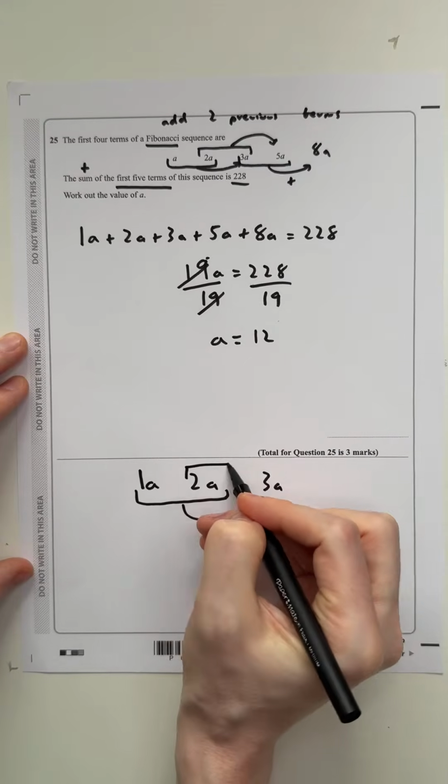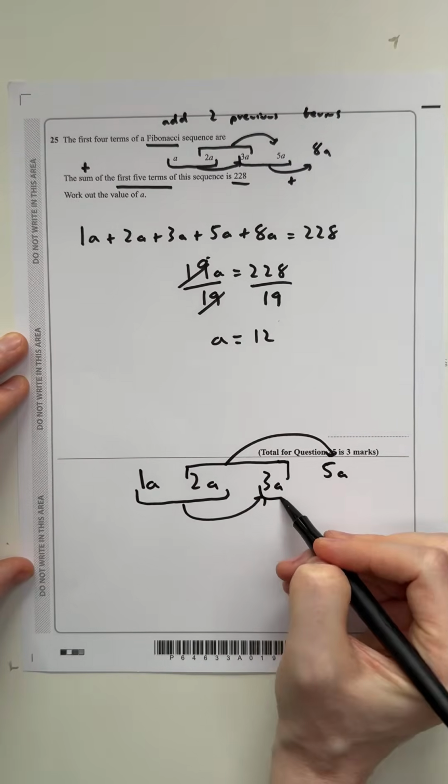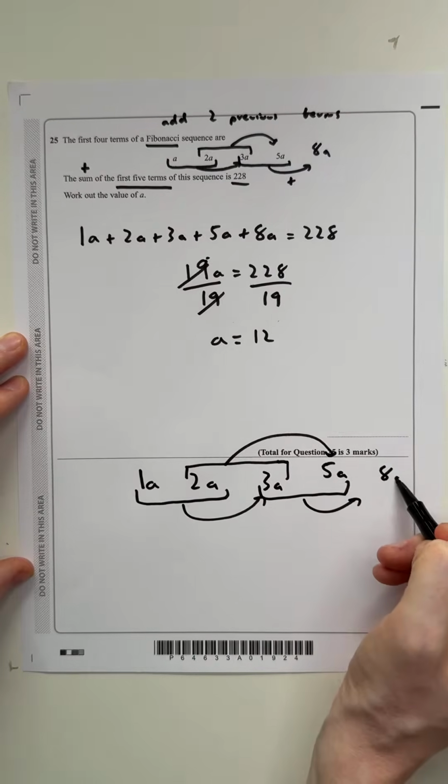To get my next term, I'd add the 2 previous terms. So 2a add 3a, that'll give us 5a. My next term, 3a add 5a, gives you 8a, etc.